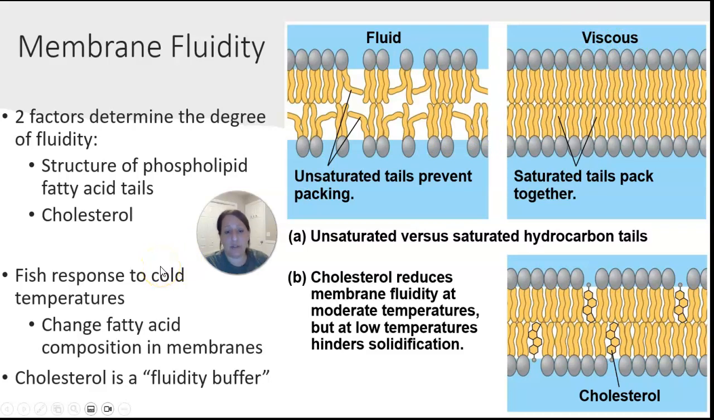Some organisms will actually change the composition of their fatty acid tails in response to temperature changes. I gave you one example here, fish living in aquatic environments. Their response to colder temperature is actually to change fatty acid composition. If their membranes had a lot of saturated fats, as it gets cold, these can pack really closely together, and it could make that membrane too rigid. So in colder temperatures, their membranes will change composition to create more double bonds, which gives the membrane more fluidity.